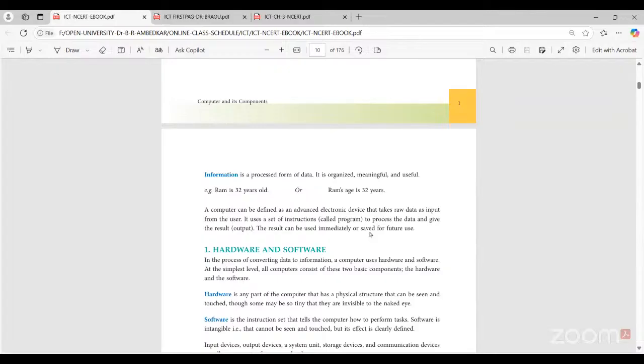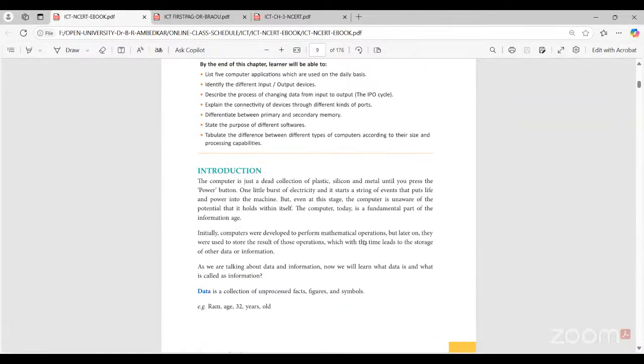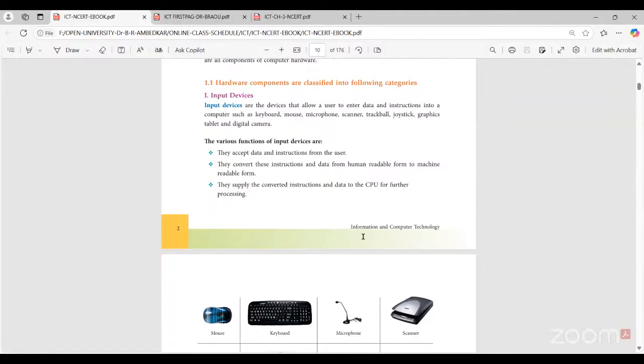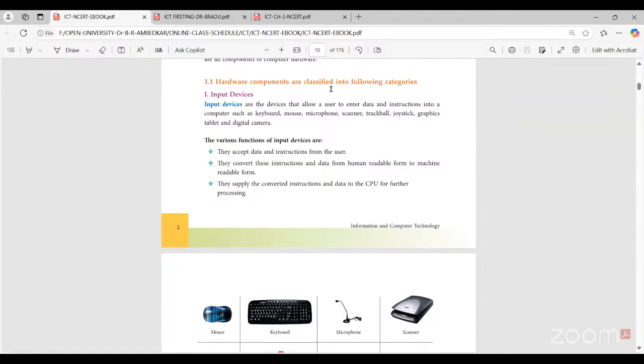One more important point is the components. See the components. Hardware components are classified. We'll see software also, but first hardware. Hardware components are classified. So why hardware components here?